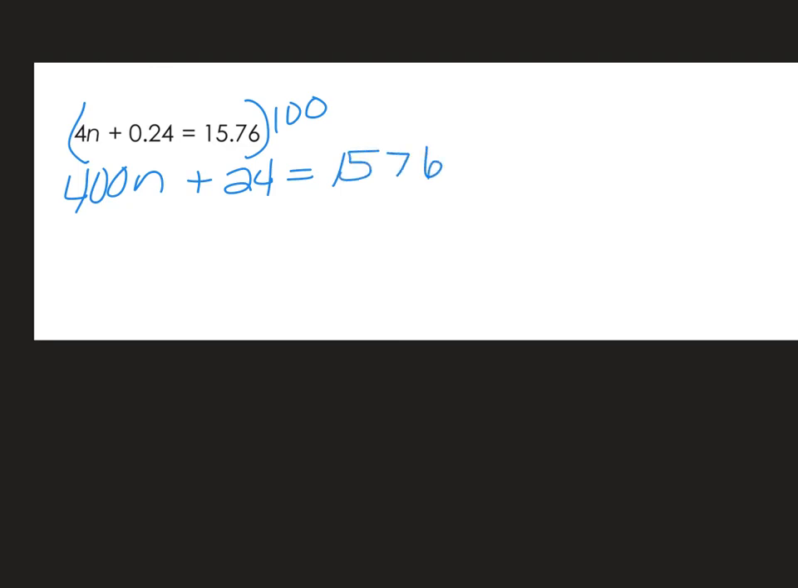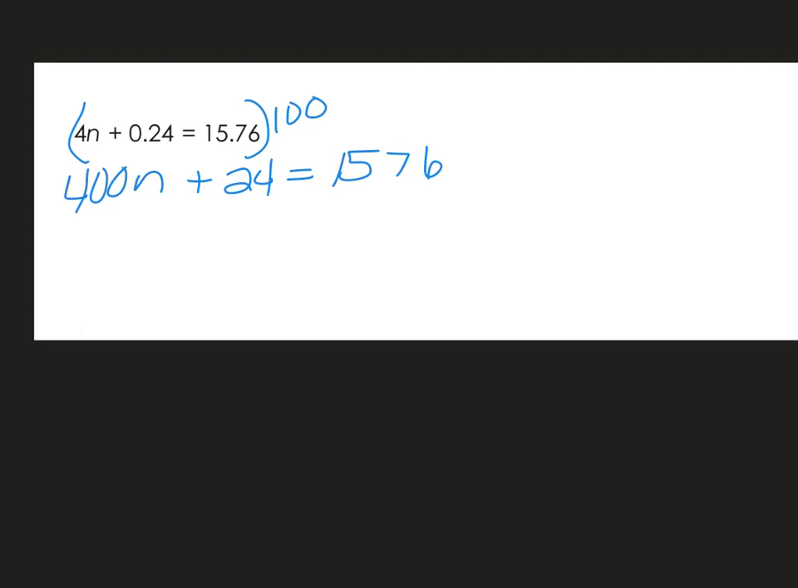Let's try another one. This one is very similar, so we're going to start by finding our base 10. I have two decimal places, so that means I can multiply each one by 100. Remember, you can't multiply one side and not the other. You must multiply the entire expression by 100. So here we would have 400n plus 24 equals 1,576. I know those are kind of crazy numbers, but it'll be okay.